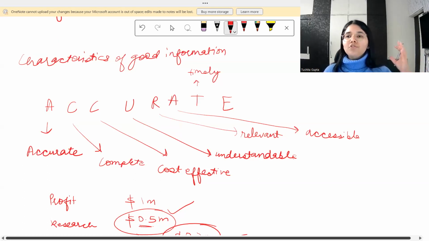So good information should always arrive to you on time. If it arrives to you after a certain time has passed and you're not able to take advantage of that, then it's not good information.